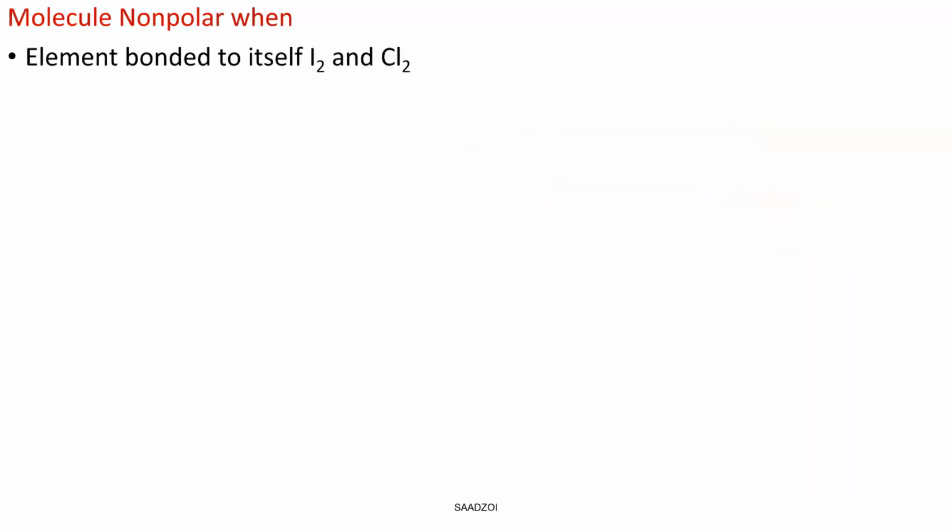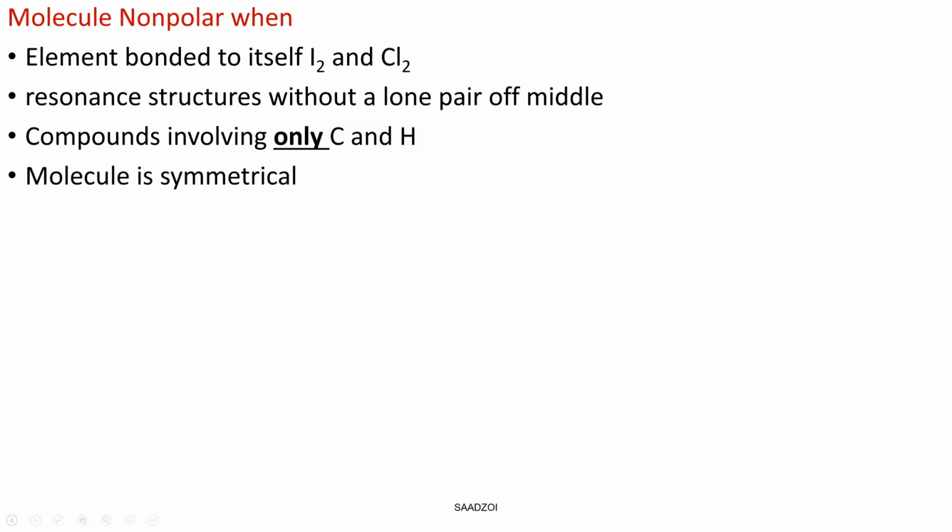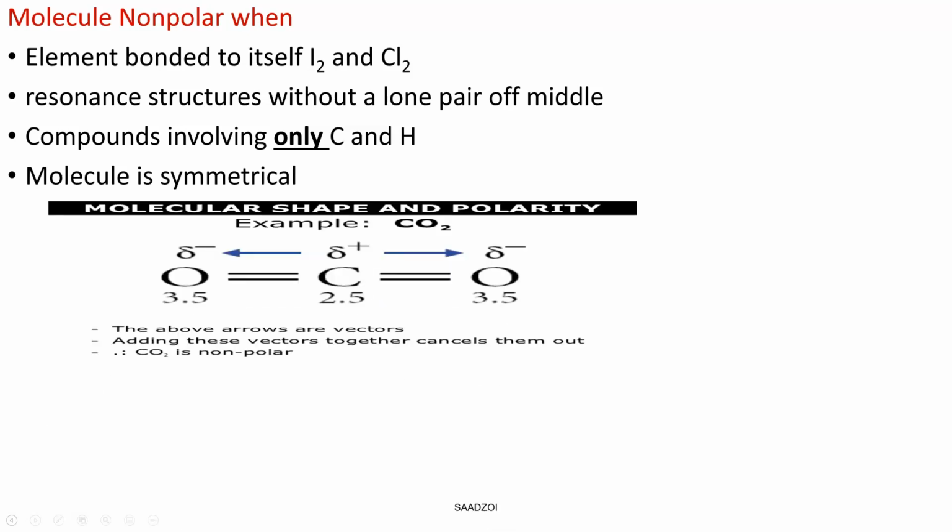All right, a molecule is nonpolar when the element is bonded to itself, like I2 or Cl2, because of similar electronegativities. Resonance structures, remember those ones where you get to choose where the double bond goes? Whenever you have a resonance structure, it is always going to be nonpolar. Compounds involving CNH, which we just mentioned. If it's CNH only, nonpolar, but if you put any other element, Br, O, F, I don't care what it is, don't care how many of them there are, the molecule becomes polar automatically. So if it's CNH only, nonpolar, but any other element added to that besides CNH, you have a polar molecule. Molecule symmetrical, so that's what this is. Remember the CO2 molecule, the polarities cancel out, so you're nonpolar. So these are the situations that are nonpolar.